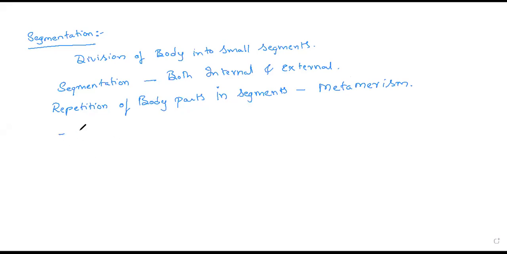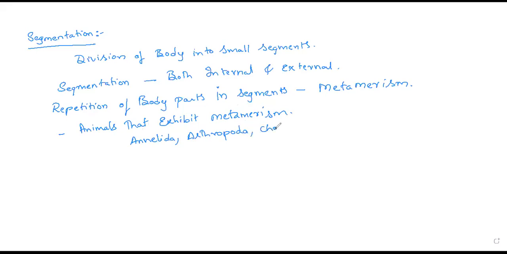Animals that exhibit true metamerism. What are the examples? Annelida, Arthropoda, and Chordata. These are the animals that exhibit metamerism.